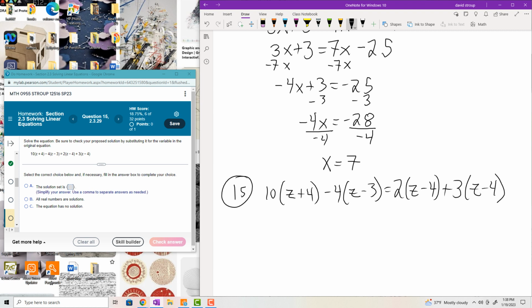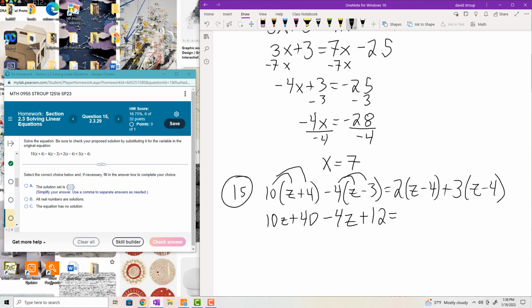Okay, great. So first, I'm going to distribute on this right-hand side. So I'll have 10z plus 40. I'm going to distribute this guy. Negative 4 times z is negative 4z, so I'll just write minus 4z. Negative 4 times negative 3 is plus 12.